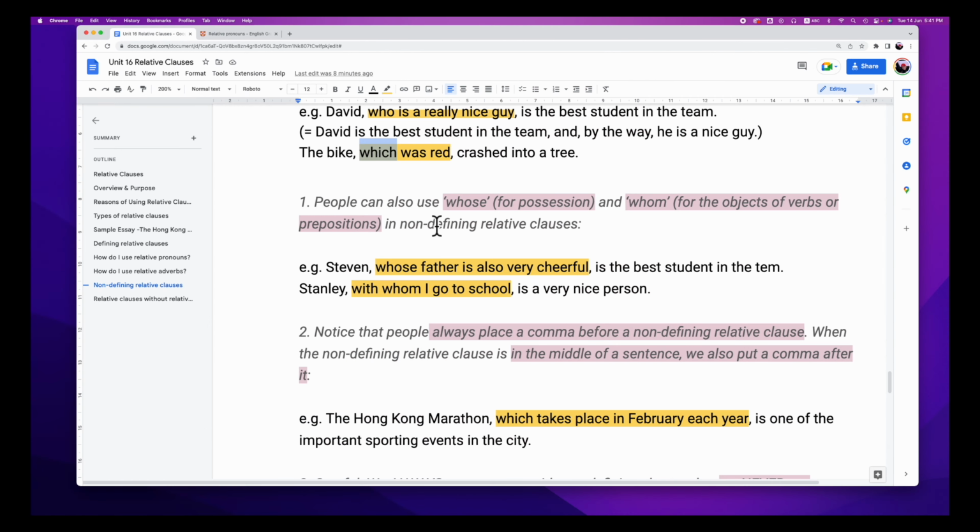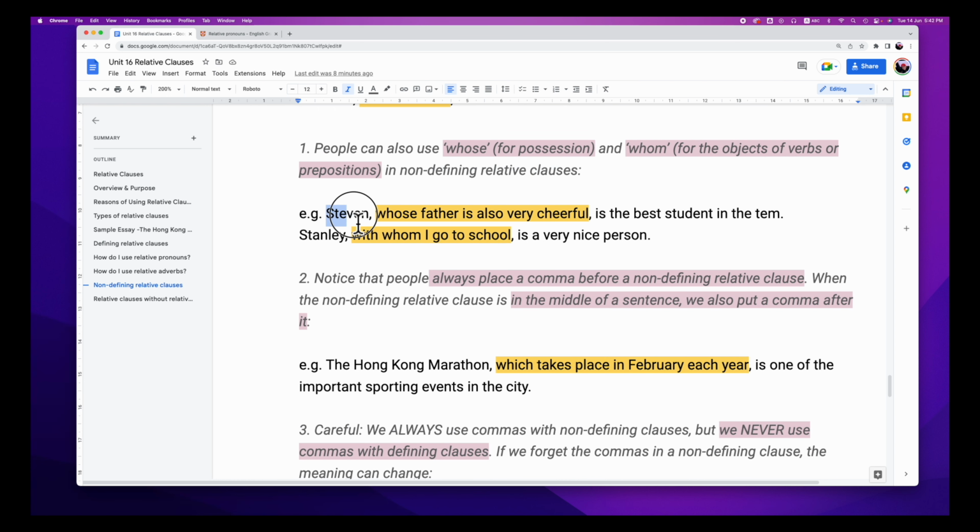Then, how about for possessions and for objects? Let's take a look. For people, we use whose for possessions. And for objects of verbs or prepositions, we use whom in non-defining relative clauses. Example: Stephen, whose father is also very cheerful, is the best student in the team. Stephen's father: this is telling more about Stephen's belongings, Stephen's possessions.